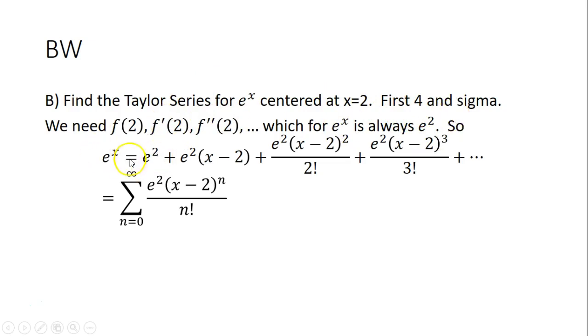So we have e squared for our first term, e squared times (x minus 2), e squared times (x minus 2) squared over 2 factorial, e squared times (x minus 2) cubed over 3 factorial, etc., etc. And so this is just e squared times (x minus 2) to the n over n factorial. Always e squared, not e to the n, right? Because we're doing it centered at 2, so it's always going to be f of 2, f prime of 2, so it's always e squared.